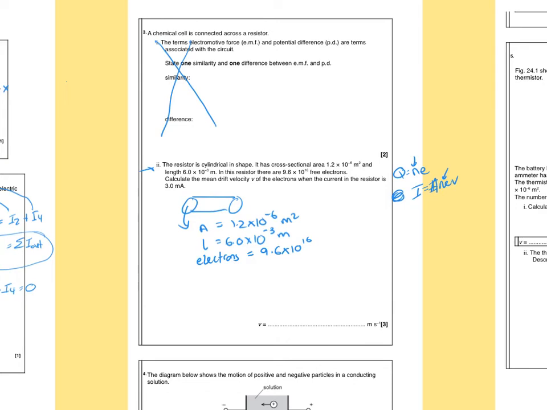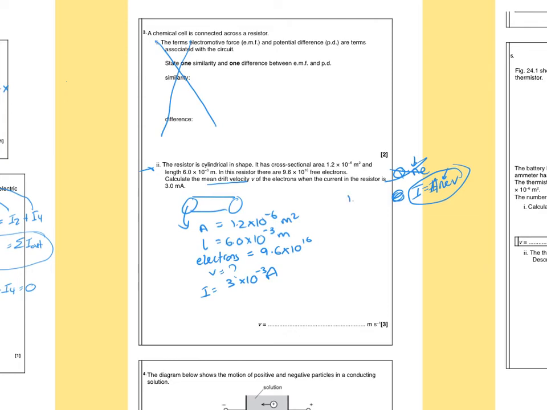Calculate the mean drift velocity. So yeah, I will be working with this since I want to know the mean drift velocity. So this is not going to be any use for me right now. I need to calculate the mean drift velocity of the electrons when the current in the resistor is 3 milliamps. So I know the current too. I'm going to straight away write it down in the standard units.